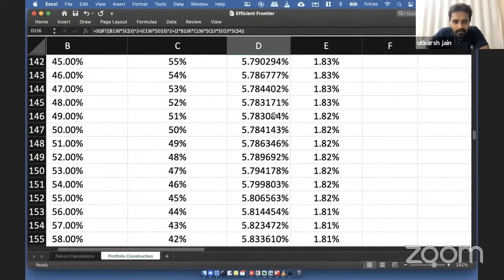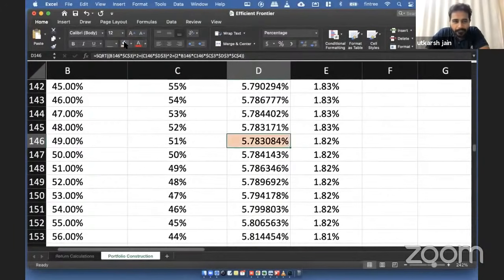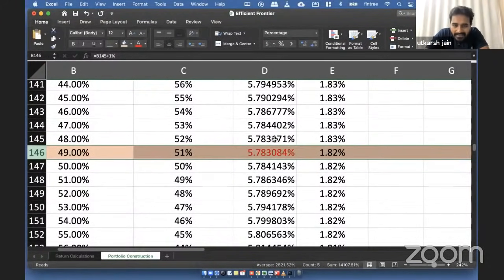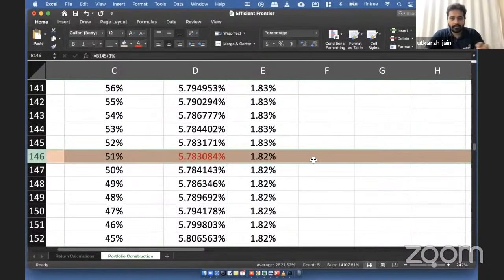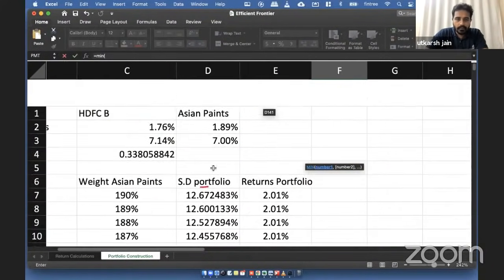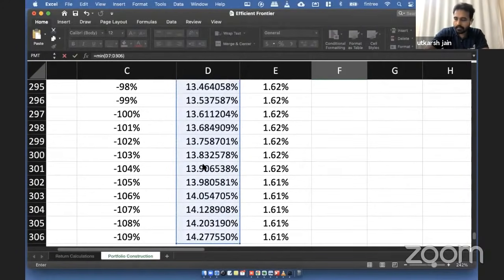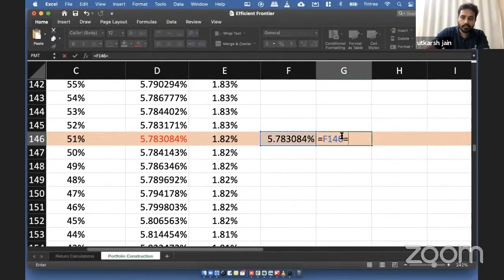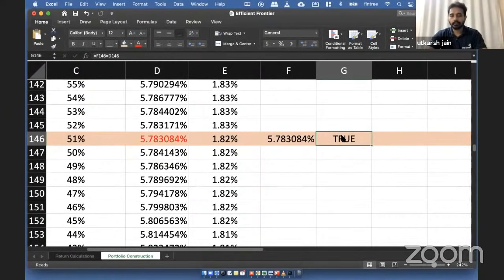Does it look like the one for you? Do you think this is the minimum one? What do you say? Yeah, this looks like one, right? Because up to this we are decreasing, and then after this we start increasing. So this looks like the minimum one. Now, if I just simply run a minimum formula on this, let's see what we get. We'll get 5.783. Is that the same number? Let's do a true function on it. Yeah, it is. So we do have the global minimum variance portfolio.